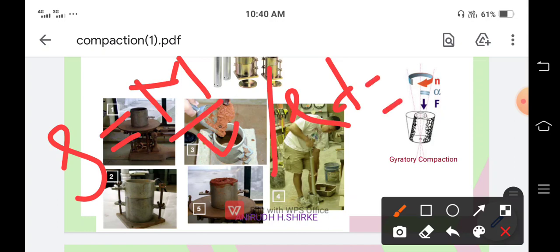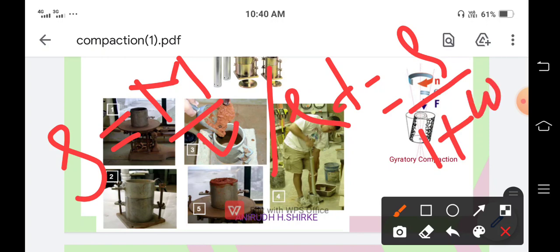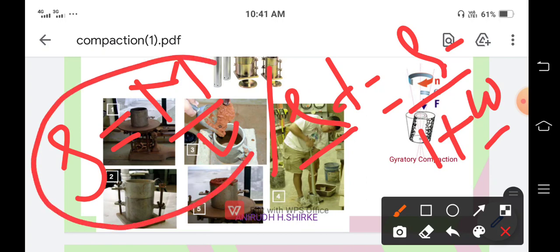Then we have to find the dry density: rho d equals rho upon 1 plus W, which is the relation between the bulk density and the dry density. So rho is the bulk density, rho d is the dry density, and W is the water content. First of all, we have to find this bulk density using the formula rho equals mass upon volume. This test is divided into two parts. The first part is the preparation of the soil sample, and the second part is the actual compaction procedure, or actually finding the bulk density.